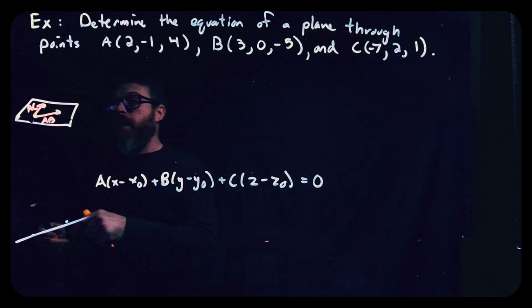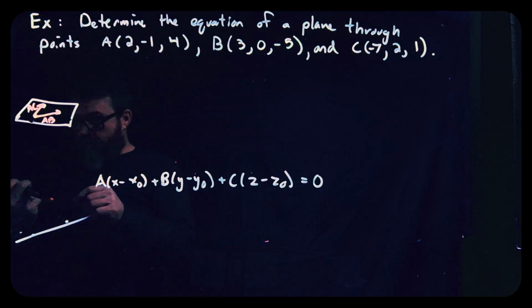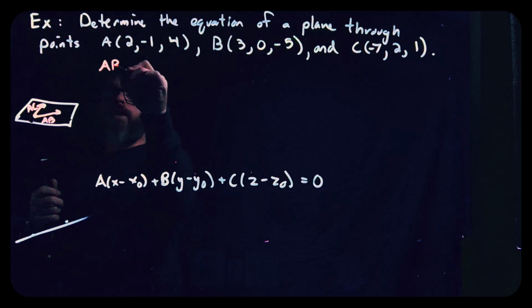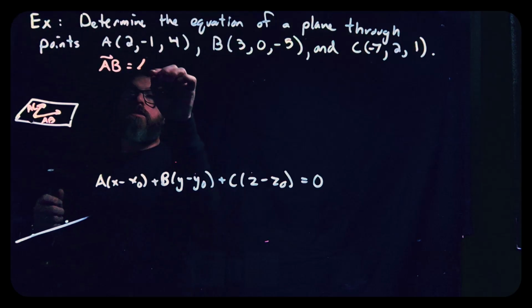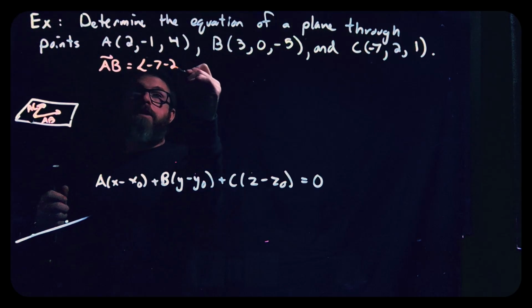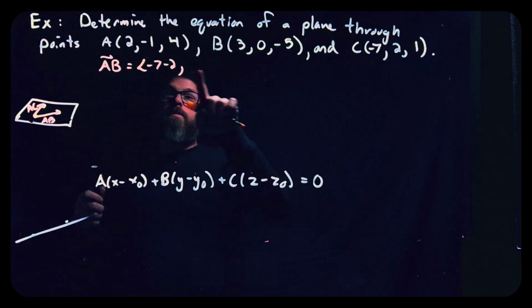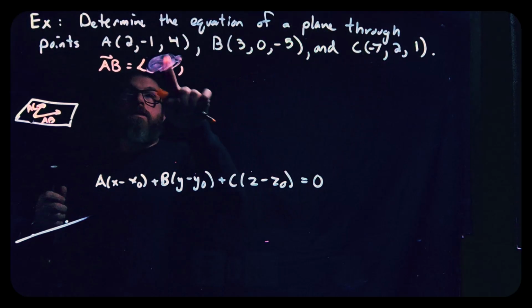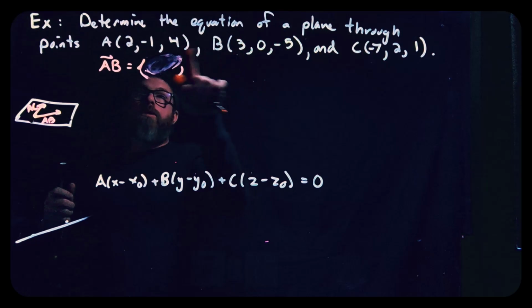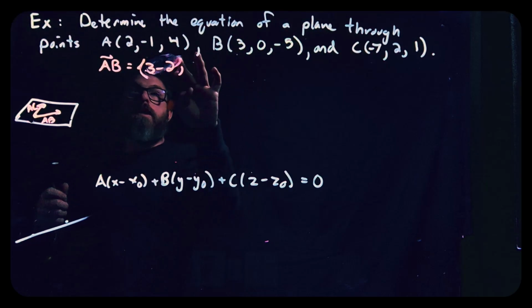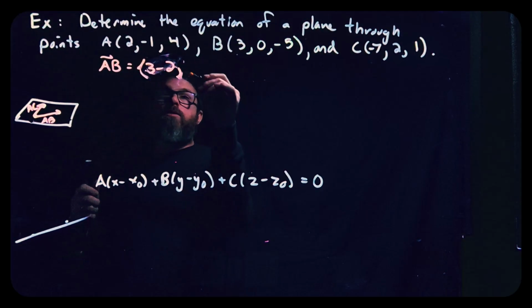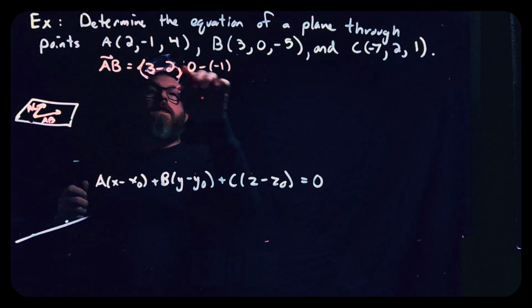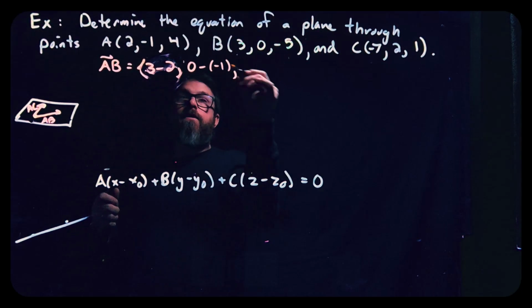So in order to find these things, I know that AB is just going to be final minus initial. So minus 7 minus 2. And then I have, oops, sorry, I did AB. That's wrong. That was AC. We'll find that in a minute. So 3 minus 2. And then our second component is going to be 0 minus 1. So 0 minus a negative 1. So it's going to be 1. And then finally, our third component is going to be negative 5 minus 4.